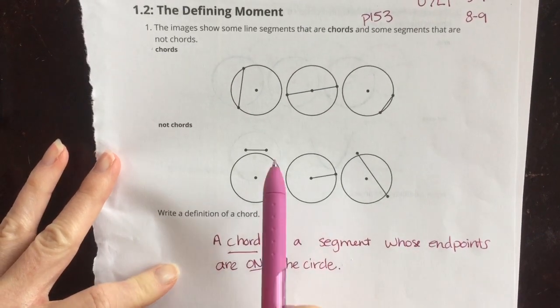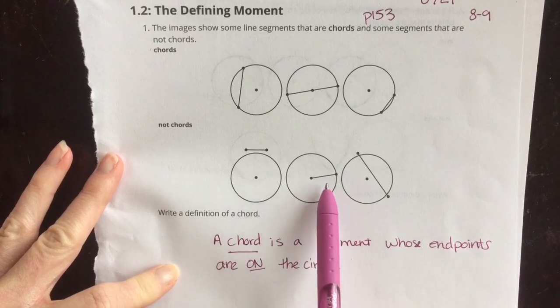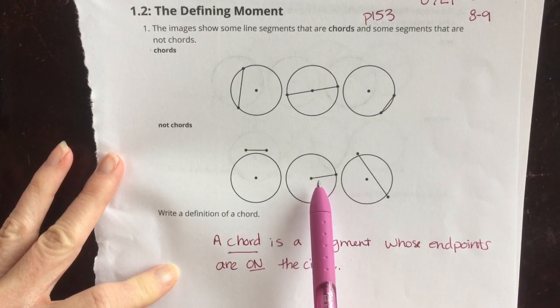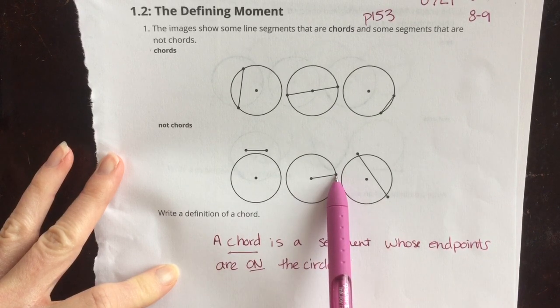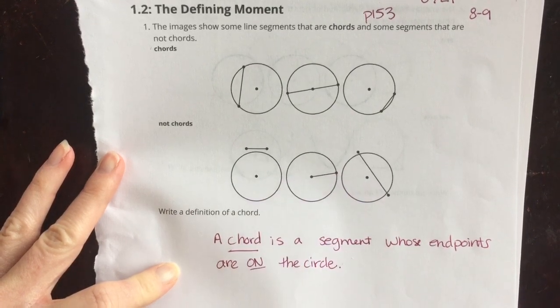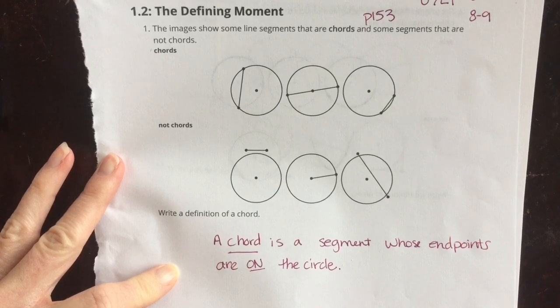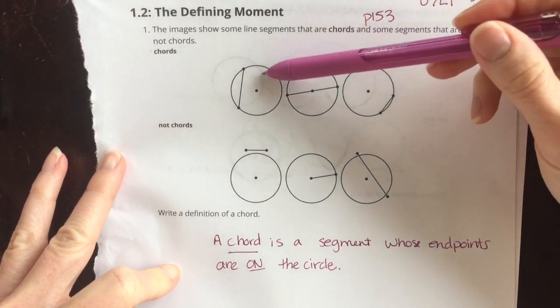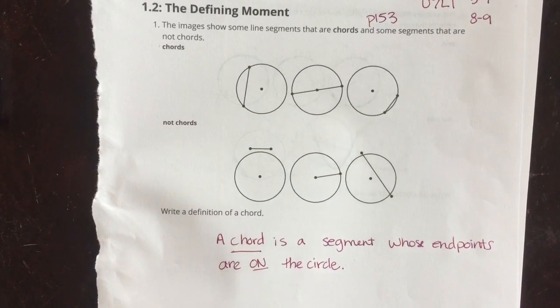So let's take a brief moment and look at the ones that are not chords. In this case, this segment's outside the circle. It's not even touching my circle. This particular segment is actually a radius. It has one endpoint on the center and one endpoint on the circle, but both endpoints are not on the circle. And this particular segment has its endpoints outside of the circle. It does go through my circle, but it doesn't have its endpoints on the circle. So if we look at the first 3, all 3 of these examples have their endpoints on the circle.